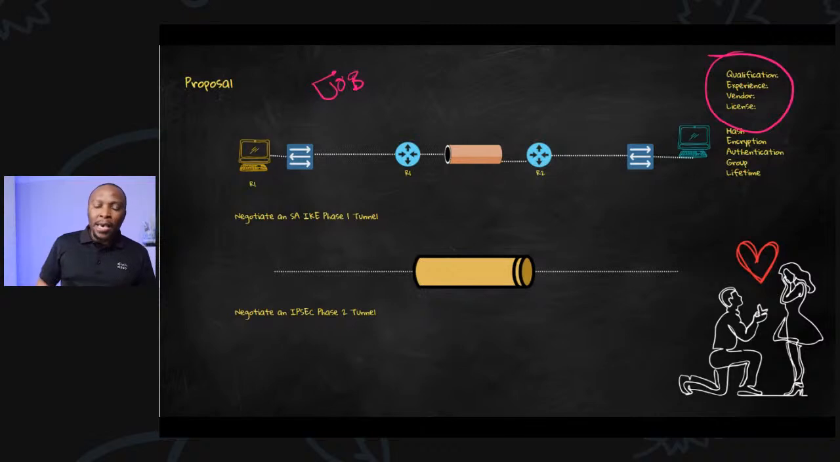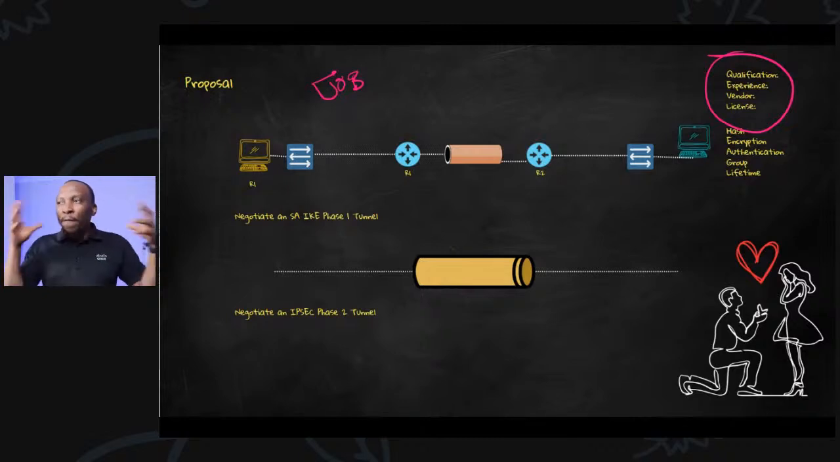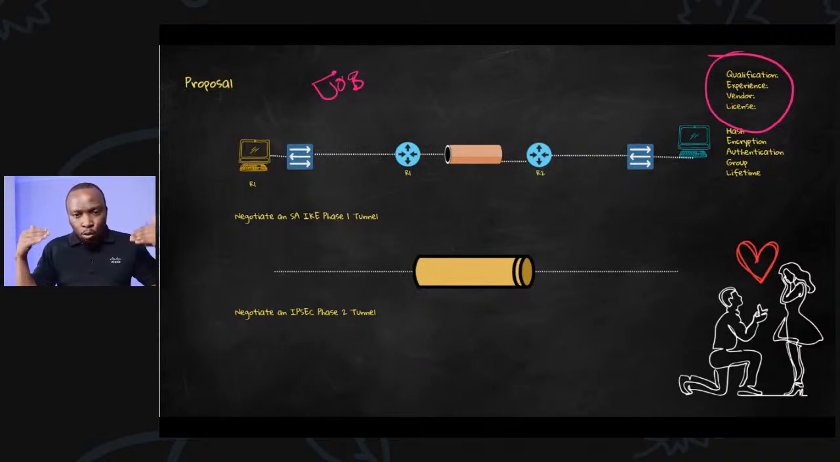So it is going to say, in terms of hashing, I either accept MD5 or I accept SHA as a hashing algorithm. In terms of encryption, I use either triple DES or AES. In terms of authentication, I'm using a pre-shared key. And these values have to match in order for the phase 1 tunnel to establish. If these values don't match, then the phase 1 tunnel is not going to be established. Why? Because the proposals do not match.